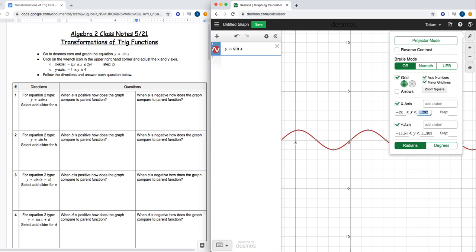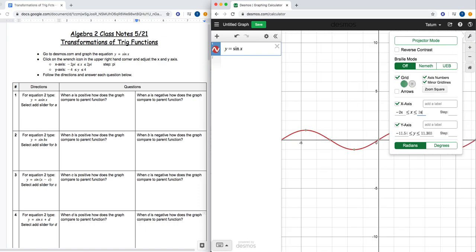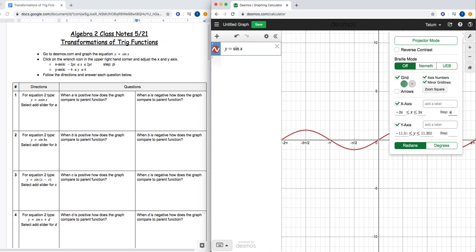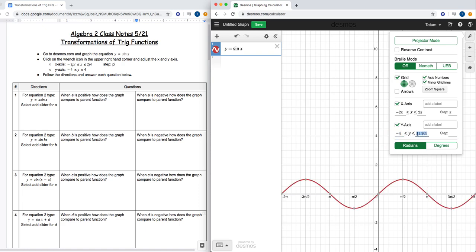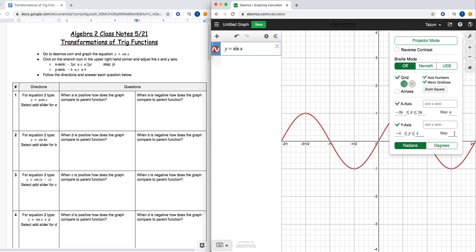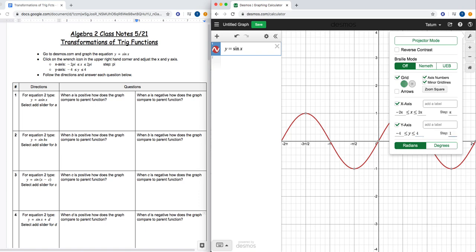Then on the other side, we're going to change the maximum to 2 pi as well. And then we are going to do pi for our steps, so that on our x-axis it'll count by pi for us, just to make our lives a little easier. For the y-axis, we clearly don't need our range to go from -11 to +11, so we're just going to change it to -4 to +4, to tighten up our window. Here you can change your step to 1 if you want, or to 1/2. I didn't give you specific directions on the notes because I don't really care what your step is for the y-axis. I'll just leave it at 1 for now.